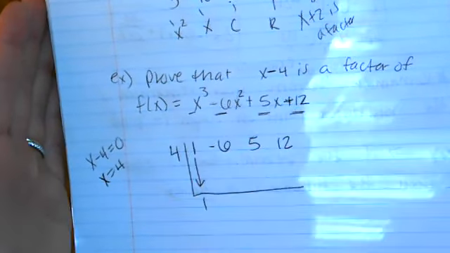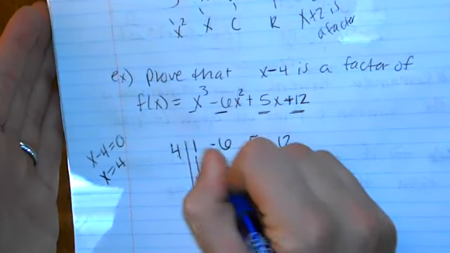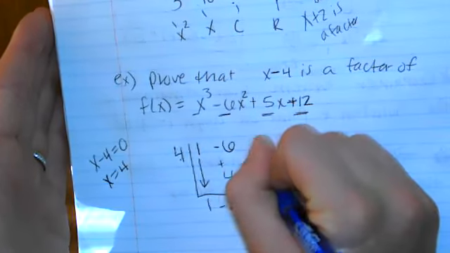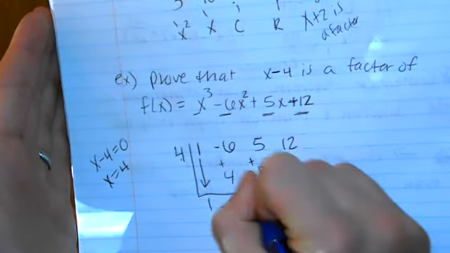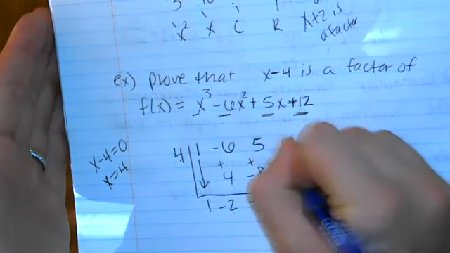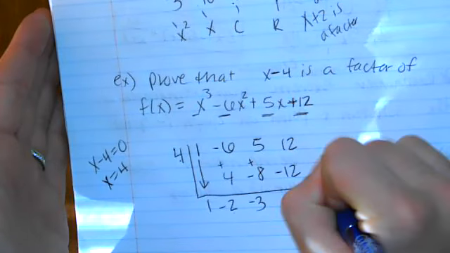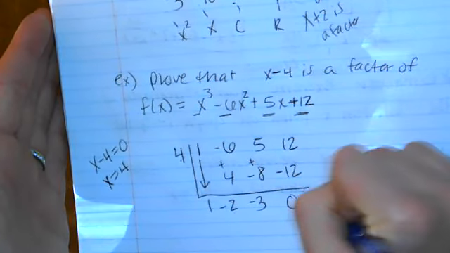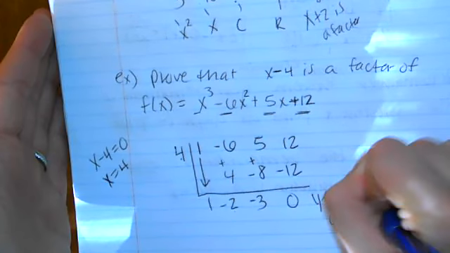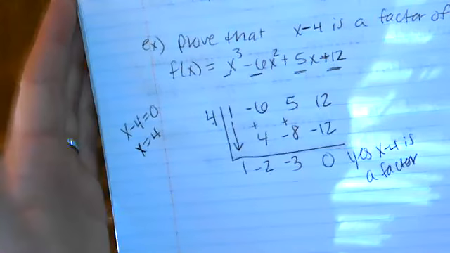Drop that first number down. Okay, so 1 comes straight down. 4 times 1 is 4. Add, we get negative 2. Negative 2 times 4, negative 8. Add those, negative 3. 4 times negative 3, negative 12. Add those straight down and we get 0. So yes, x minus 4 is a factor. Sorry, my pen keeps kind of dying on me. Even more so, let's write this out totally factored out.